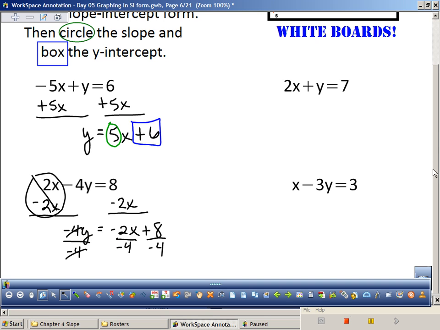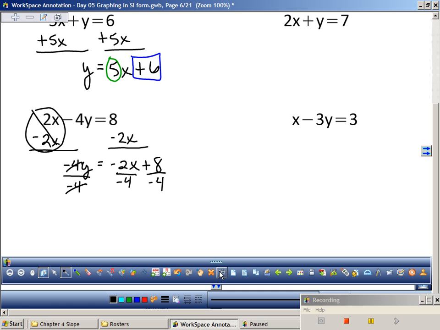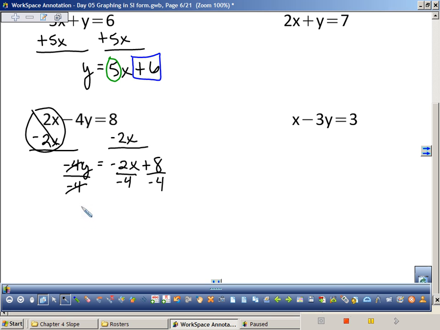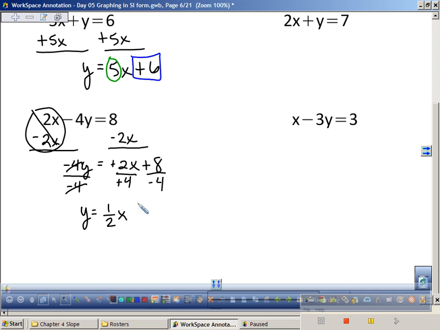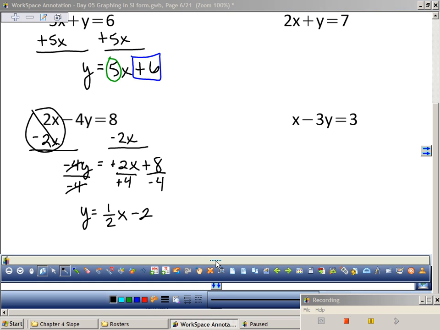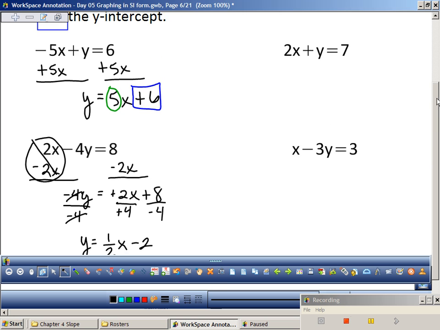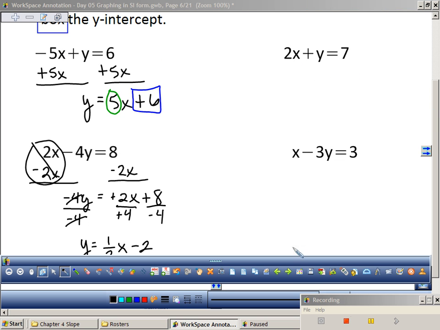So I'm left with y equals 1 half x. What's 8 divided by negative 4? Negative 2. Good job. I want you guys to show me this one up here, please.